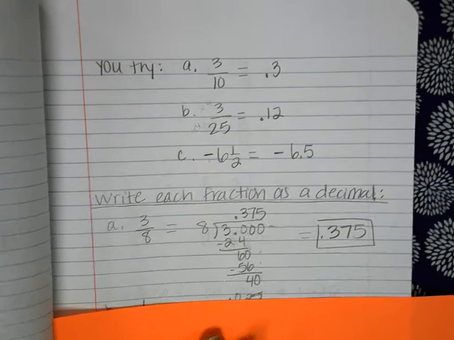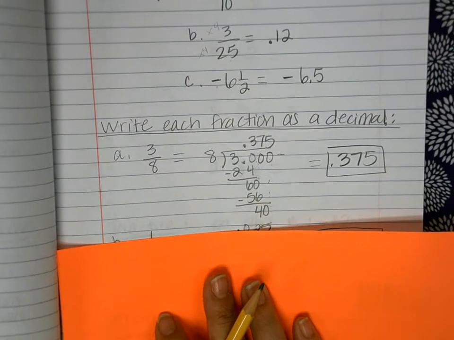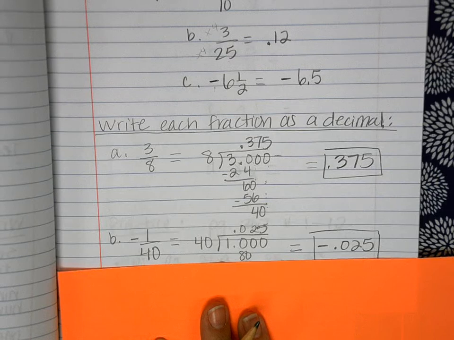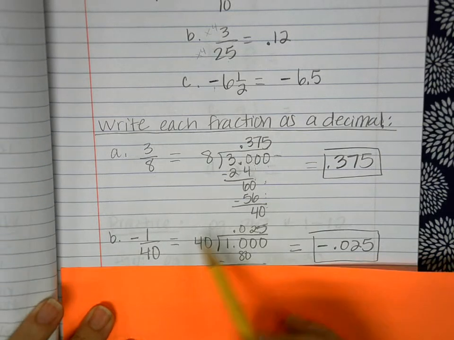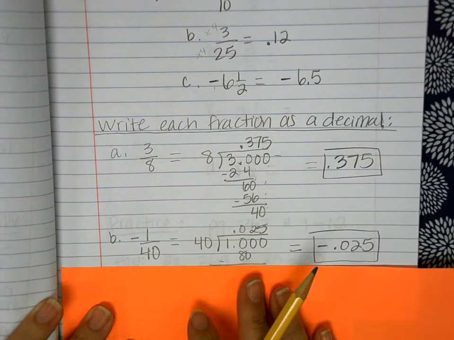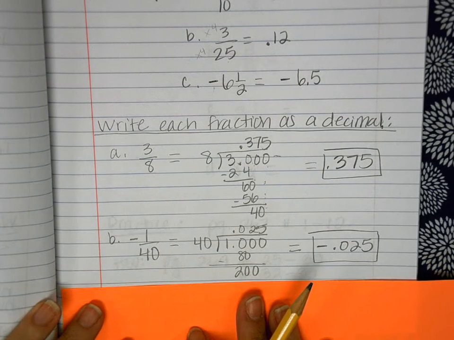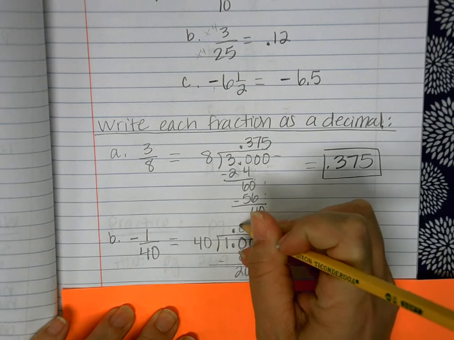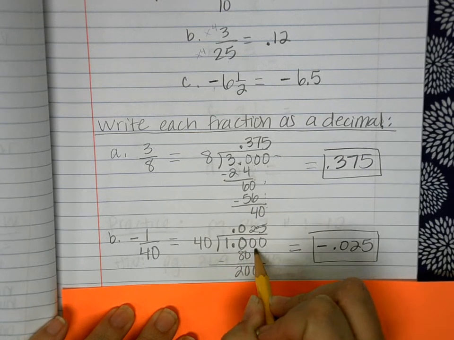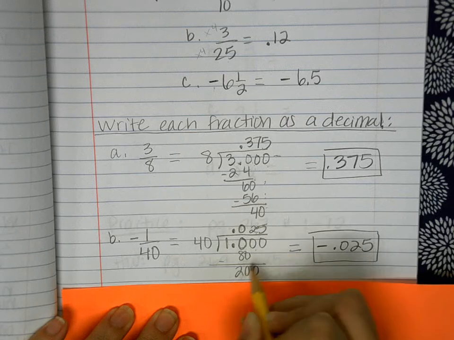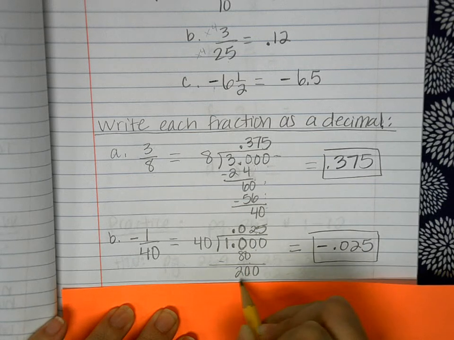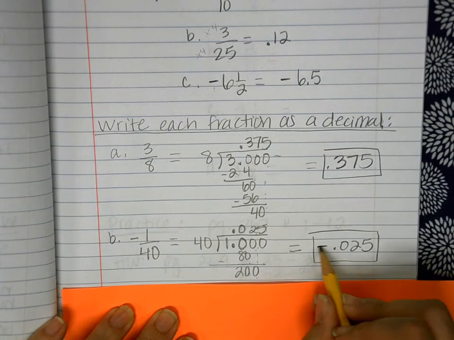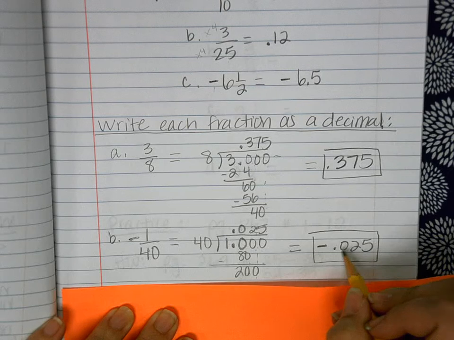Now, let's look at the next one. So if I have negative 1/40th, I can keep it as positives when I'm dividing it and just put the negative at the end, okay? So if it goes into 1, you have to put the decimal. It doesn't go into 10, so it has to go into 100. It goes into 100 twice, which is 80. 100 minus 80 is 20. Bring down the 0. 40 goes into 200 5 times. So this is a negative because it started with a negative. -0.025.